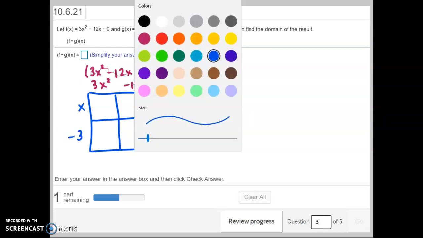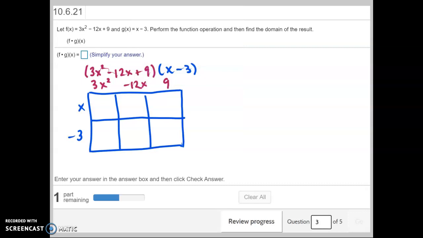Then I'm going to multiply to fill in my box, remembering to add exponents, and that there's an invisible 1 exponent on some of these terms. So I'd have negative 12x squared, I have 9x, negative 9x squared, positive 36x, and negative 27.